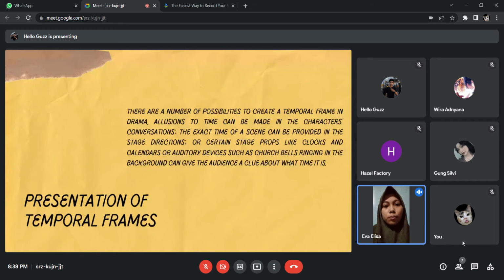Presentation of temporal frames. There are a number of possibilities to create a temporal frame in drama. Allusion to time can be made in the characters' conversation. The time of a scene can be provided in the stage direction, or certain stage props like clocks and calendars, or auditory devices such as church bells ringing in the background give the audience a clue about what time it is. Next, please.